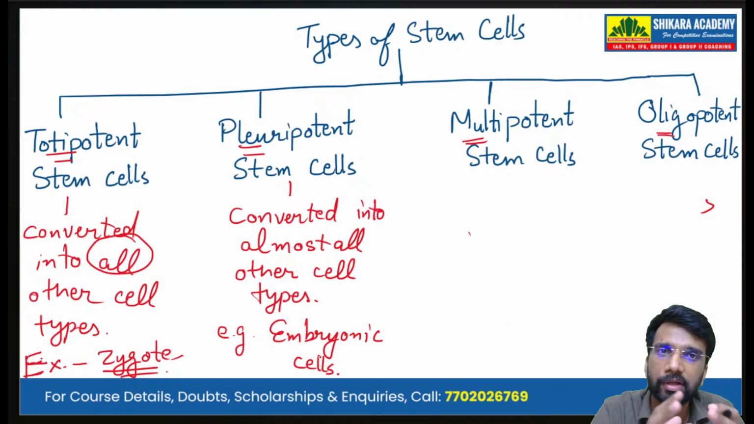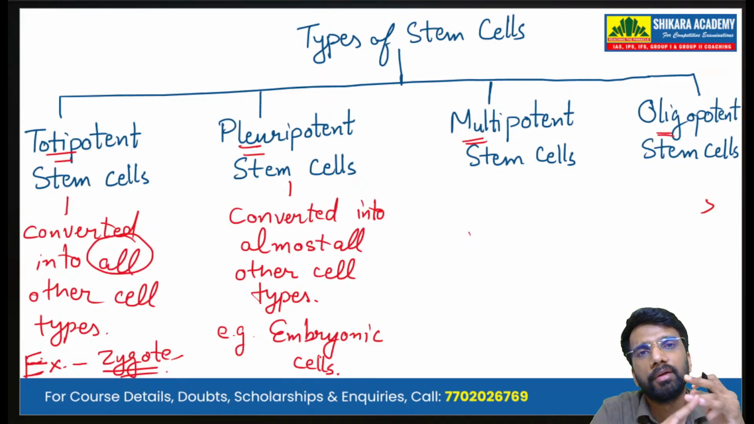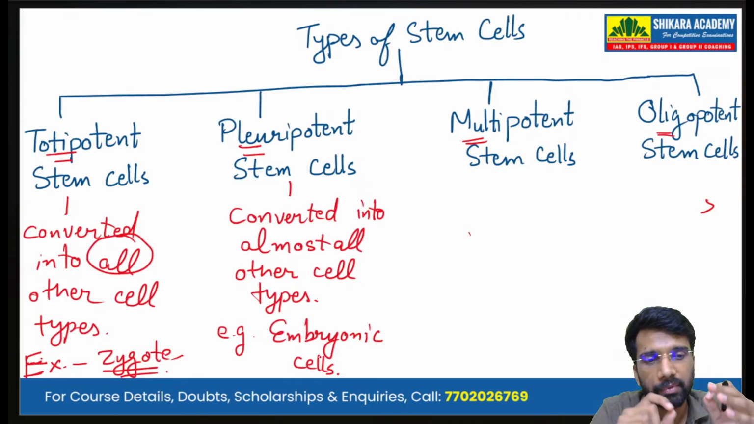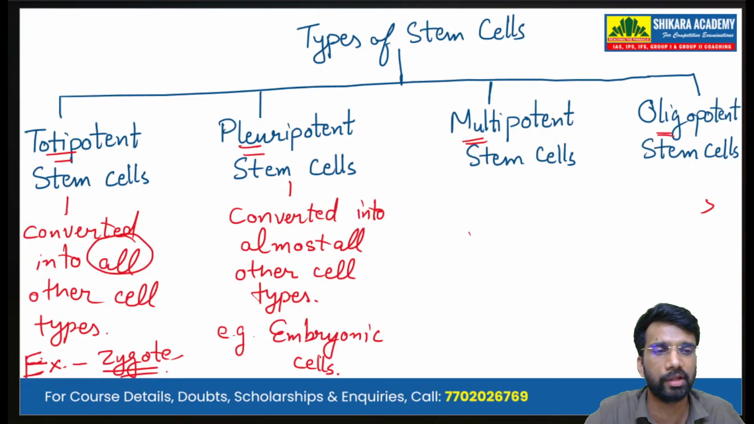So totipotent stem cells can be converted to the body cells, the umbilical cord cells, and the placenta cells. But the pluripotent stem cells can be converted to all the body cells, not the placenta cells, and not the umbilical cord cells. So we say that they can be converted into almost all the other cell types. Example being the embryonic cells.